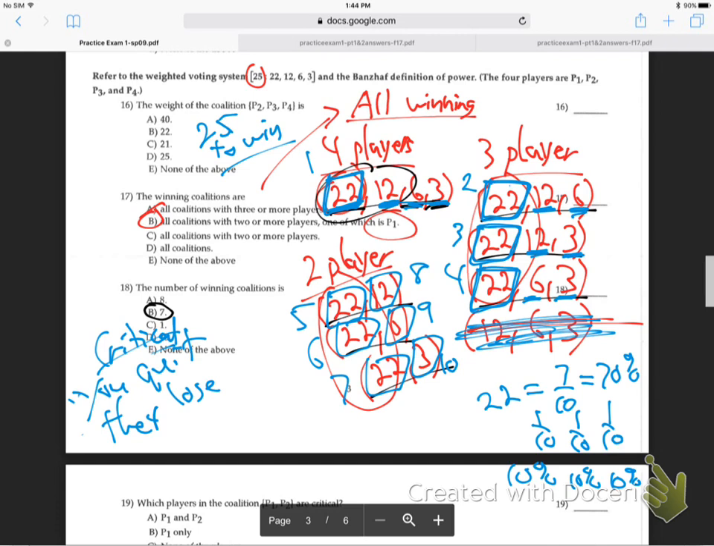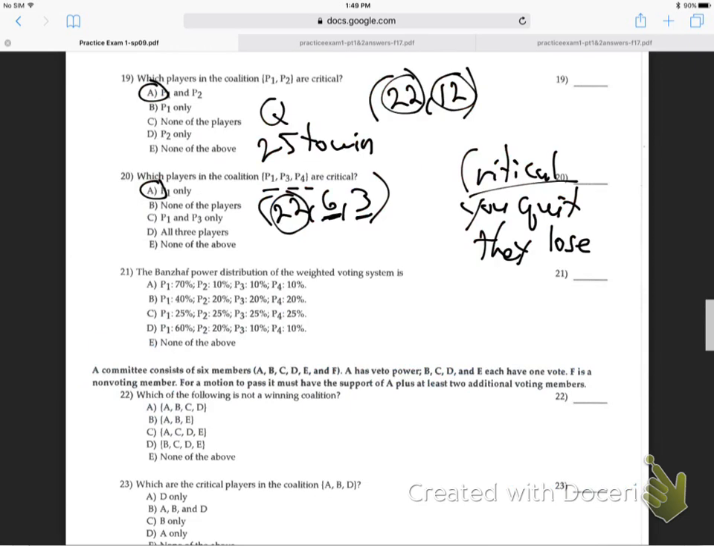Right? Is that good on that? Everybody good with how we did the Banzhaf power? The critical. Come see me if that's confusing. Be glad to work with you in my office about that. So it's A then, isn't it? 70, 10, 10, 10. On to 22 we go.